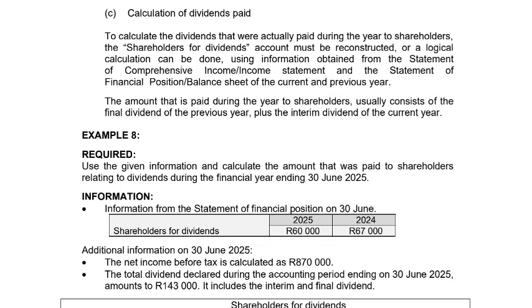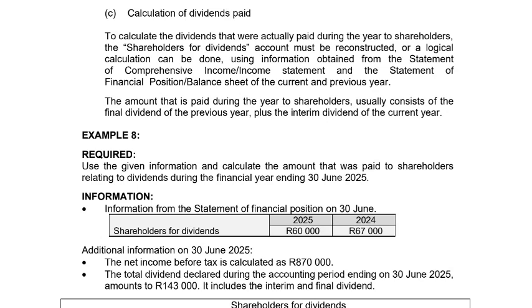C. Calculation of dividends paid. To calculate the dividends that were actually paid during the year to shareholders, the shareholders for dividends account must be constructed, or a logical calculation can be done using information obtained from the Statement of Comprehensive Income or income statement and the Statement of Financial Position or balance sheet of the current and previous year. The amount that is paid during the year to shareholders usually consists of the final dividend for the previous year plus the interim dividend of the current year.